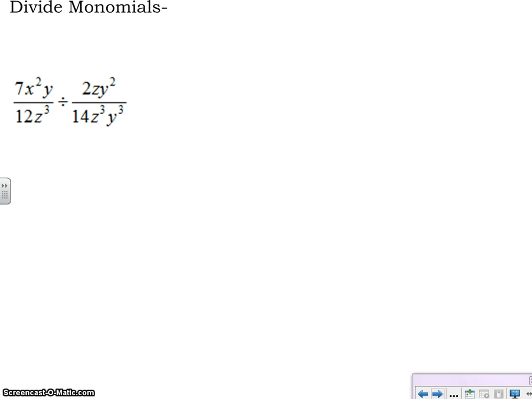Remember, when we divide fractions, that's when we multiply by the reciprocal. So we're going to rewrite this problem with 14z to the third, y to the third in the numerator, and 2zy squared in the denominator. Okay? So you can cross off your second fraction there so it's not in your way. And then you can either first cross reduce or you can multiply straight across. If we cross reduce the 14 and the 12, it just makes your multiplication a little bit easier.